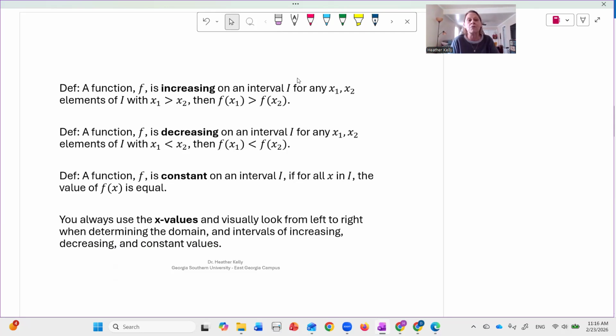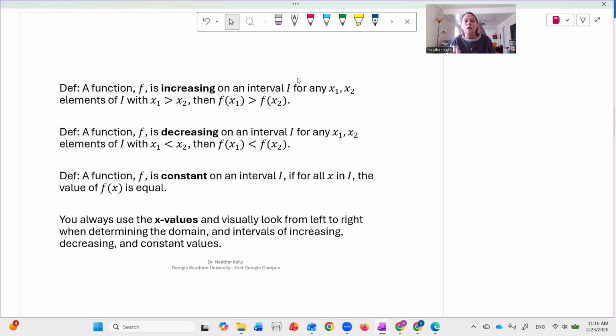The first definition says a function f is increasing on an interval I if for any x sub 1, x sub 2, so that means any two not the same x values that are within that interval, if x1 is greater than x2, then the function of x1 is going to be greater than x2. So that is the technical definition. We're going to get into the practical stuff. Let me just get through all the technical definitions here.